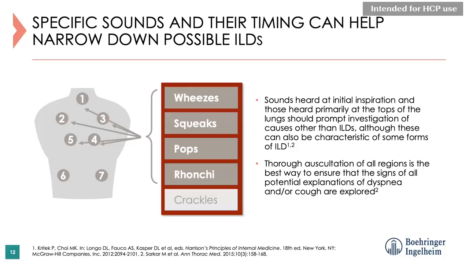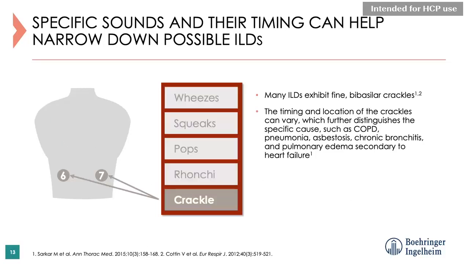When assessing a patient with interstitial lung disease, a host of different sounds can be heard on auscultation. Patients with inhalational diseases often will have wheezes, squeaks, pops, and rhonchi, located primarily in the upper parts of the lungs, whereas those with more fibrotic predominant diseases will have fine bibasilar crackles. The timing and the location of the crackles can vary. They tend to be inspiratory, however, which helps distinguish them from other conditions like pulmonary edema due to heart failure.